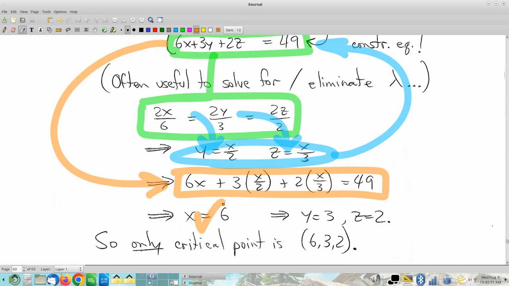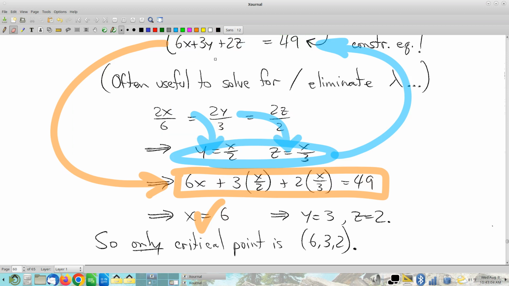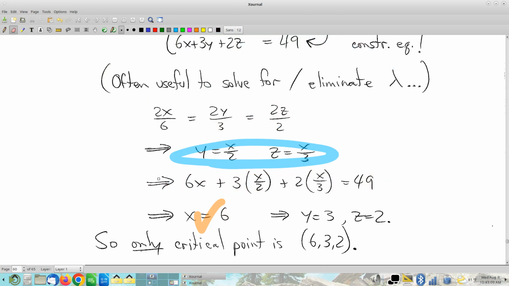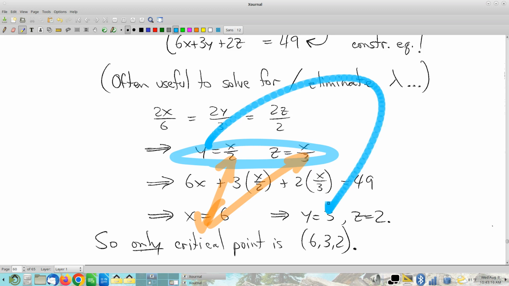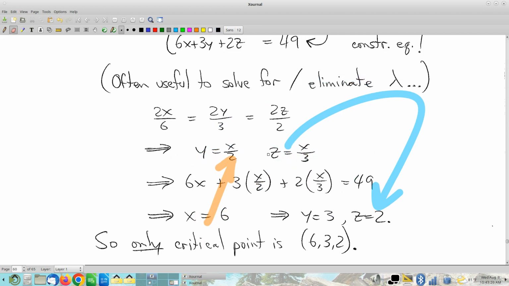So this is a nice move, right? Something to keep in mind. Once you have relationships between x, y, and z, you can use those to reduce your constraint equation to an equation of one variable, which you can then solve. And then, again easy to forget, once you know what x is, these equations tell you y and z.